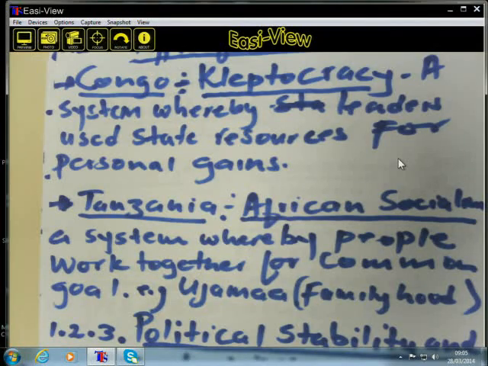So as you continue to read about Congo, check whether the types of leaders we had in Congo were practicing kleptocracy. Were they working for their own personal gain, or were they trying to ensure that they satisfied the people they were serving? That was kleptocracy in Congo.